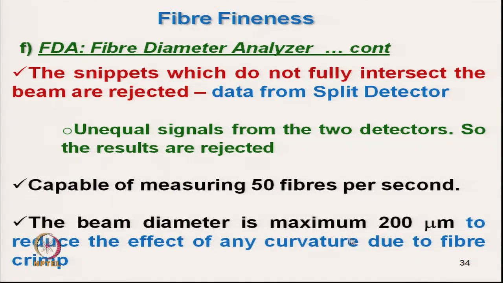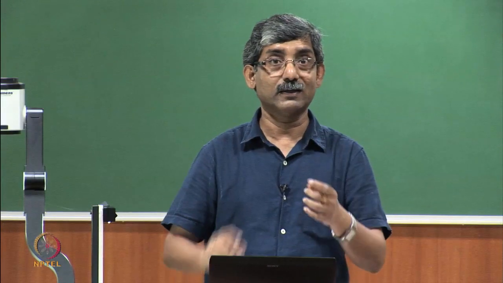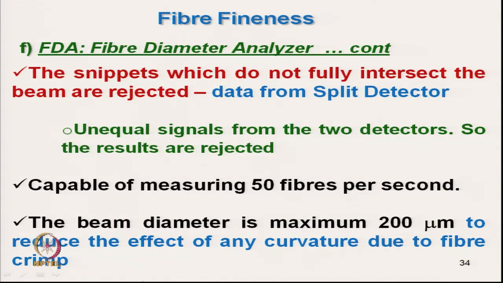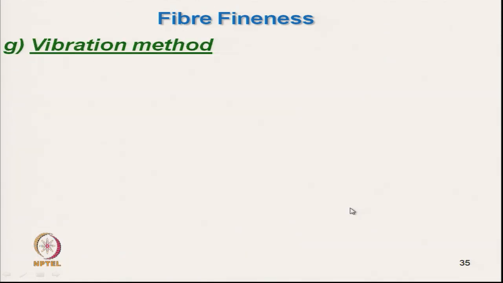The beam diameter is maximum 200 millimeter. Can we have a larger beam diameter? We can definitely have. Why 200 millimeter? To reject any crimp of the fiber, to reduce the effect of any curvature due to the crimp of the fiber. That is why we have to use a very fine diameter of the beam.